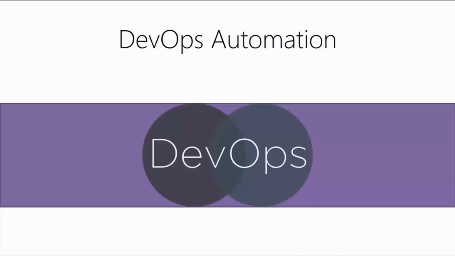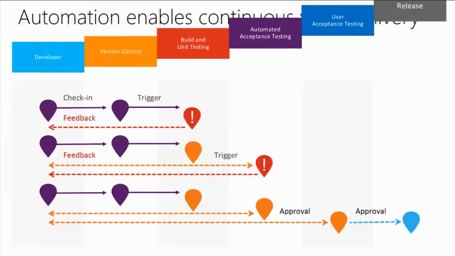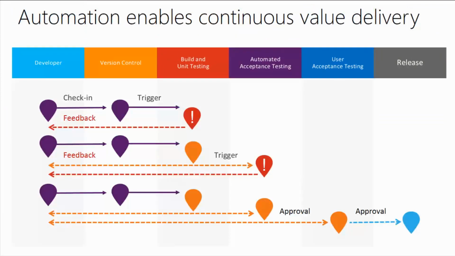Welcome back. Moving forward, I'm going to talk about DevOps automation. We'll take a look at different processes that we can take and how to automate them. In fact, we'll also observe various tools that are available for us to use. So first, the concept of automation, which simply enables continuous value delivery. The whole idea is to automate all these tasks from developer to release.